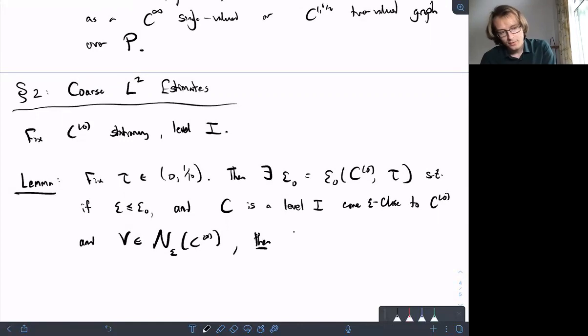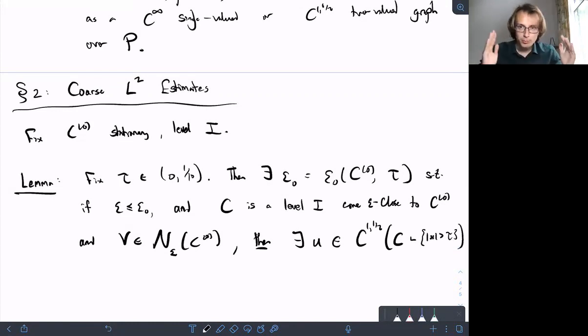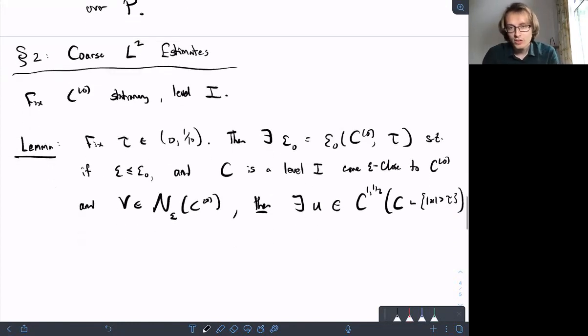Then there exists a function U, and I'll write it like this: C^{1,α} over C restricted to the tau complement of the spine. So we look at everything that's more than tau away from the spine. By this notation, C obviously has multiplicity. I mean a function that over a multiplicity 2 piece of C is given by a 2-valued function, and over a multiplicity 1 piece is given by a single-valued function.